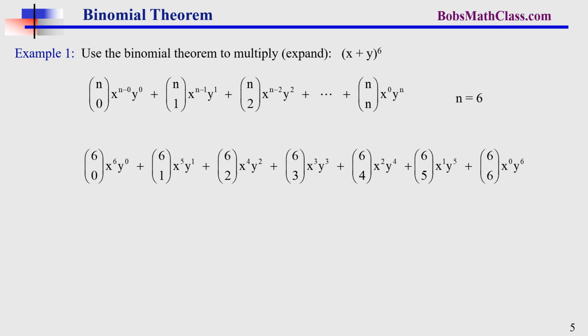Okay, you might want to pause, make sure you have it written down correctly. And then in between, there's a plus sign in between each term. Okay, hopefully the pattern's making sense. Now we need to figure out the 6 choose 0, that binomial coefficient.